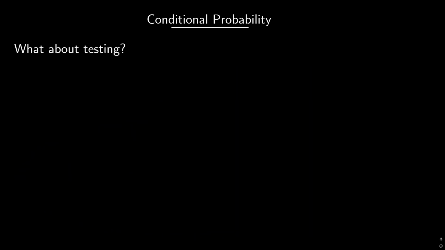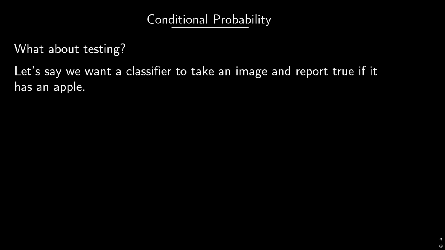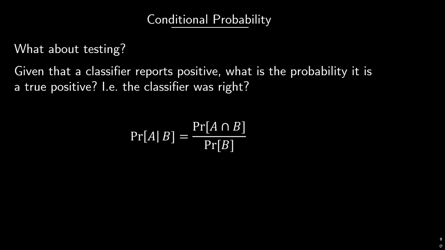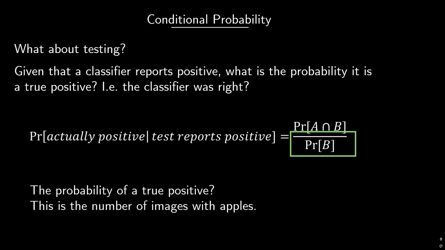Okay, so let me show you an example with testing. Let's say that I want to make a classifier to take an image and report true if the image has an apple. Given that the classifier actually does say yes, there is an apple, what is the probability that it is a true positive? In other words, the classifier was correct when it said so. So again, we want to use this notion, or more importantly, this fraction. You can think of A here as the event that it was actually positive, and think of B here as the event that the test reports positive.